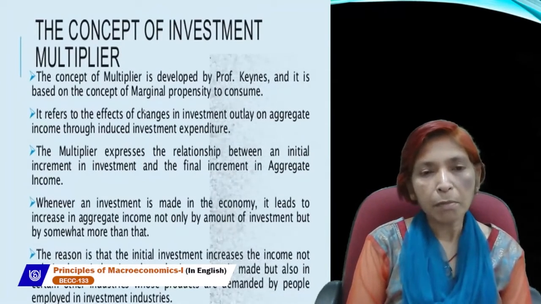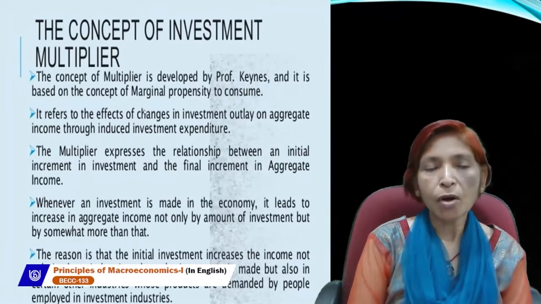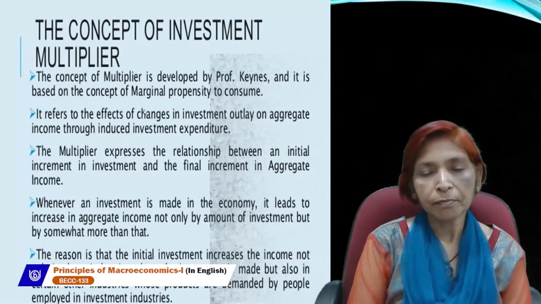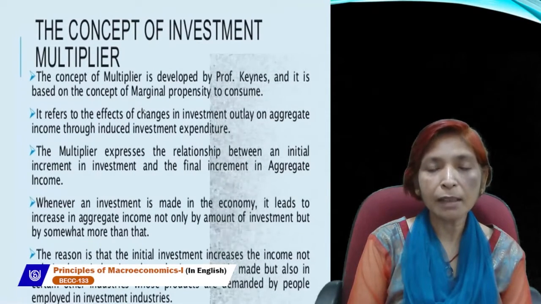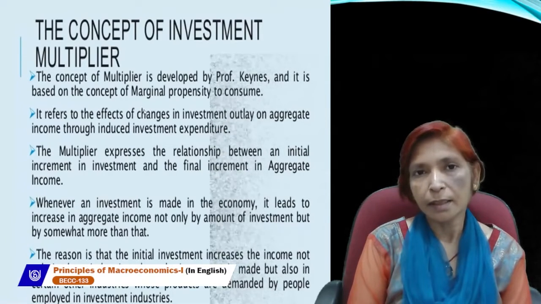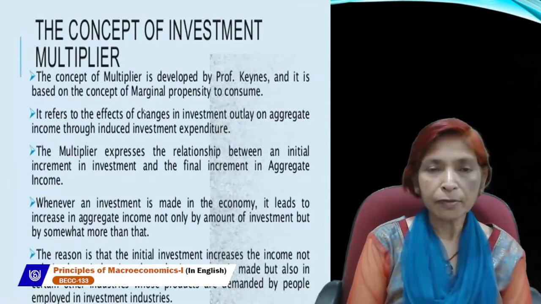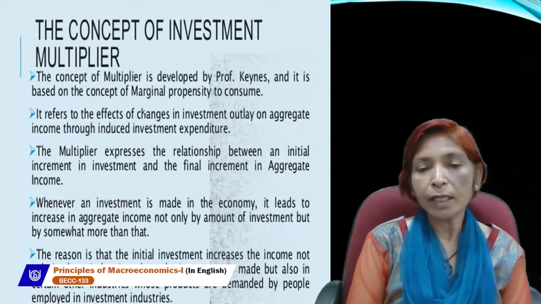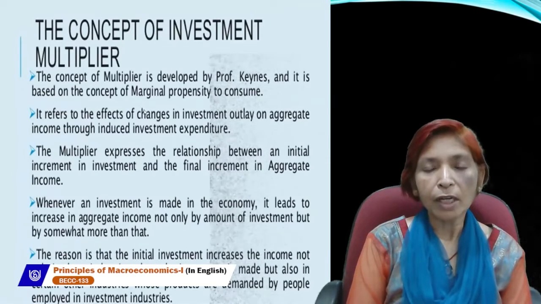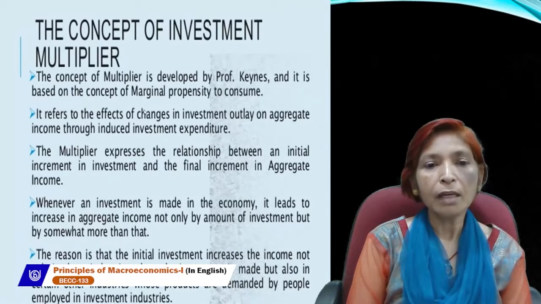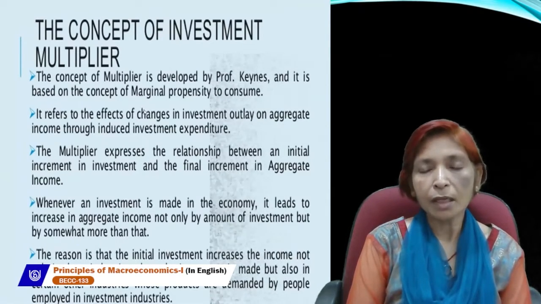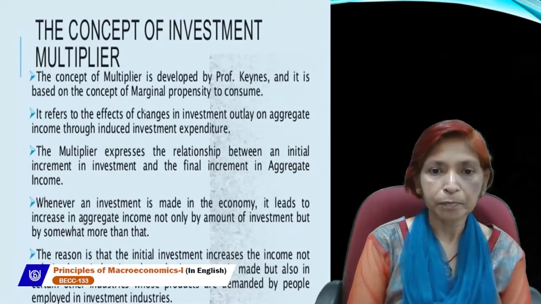Multiplier shows multiple effects or multiple change in any variable. But Keynes developed this concept as an investment multiplier. Keynes said that if we invest our money in fixed capital assets, then income will increase in multiples, or income will be generated in a larger amount than the investment. That is called investment multiplier.